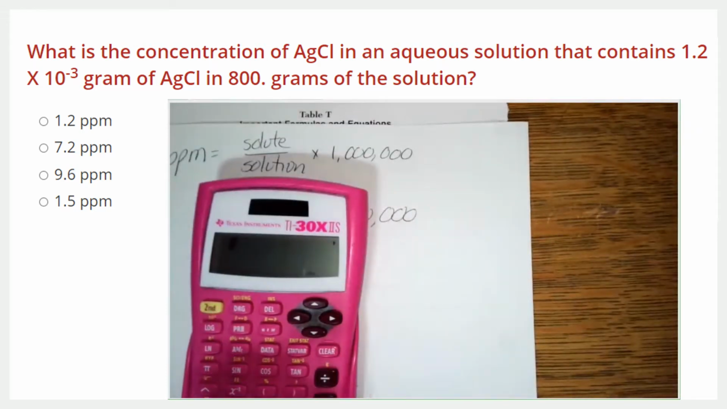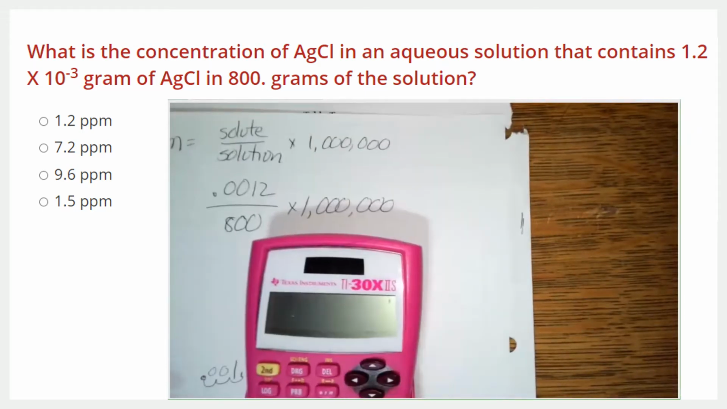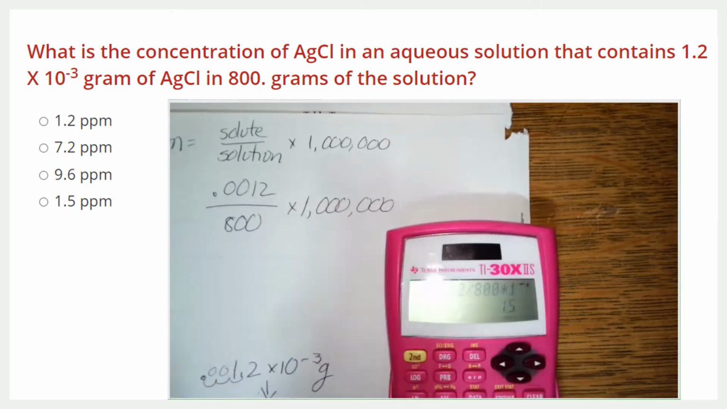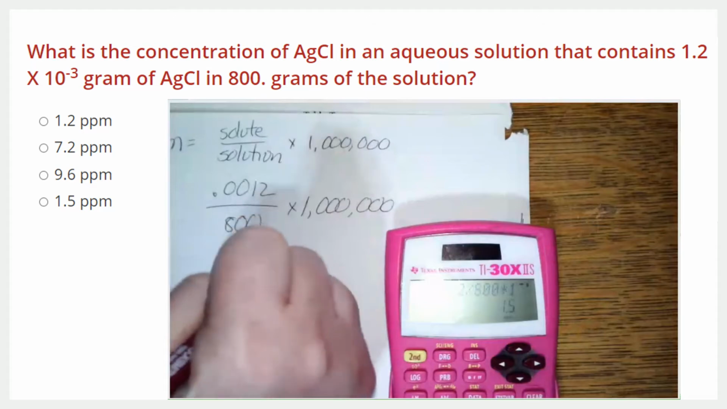So let's turn this on, and you need to do 0.0012 divided by 800 times 1, 6 zeros, 1, 2, 3, 4, 5, 6, equals 1.5. My units, ppm.